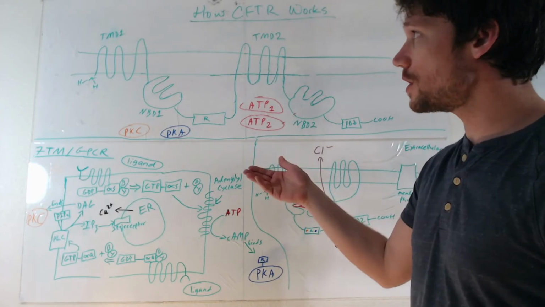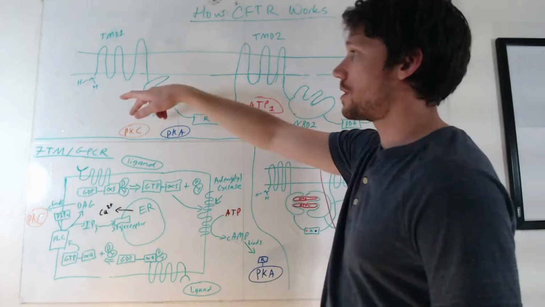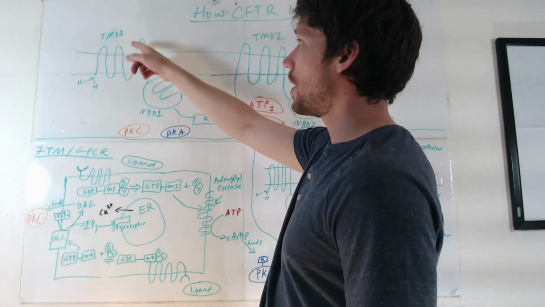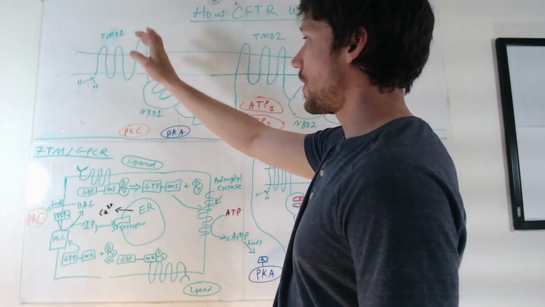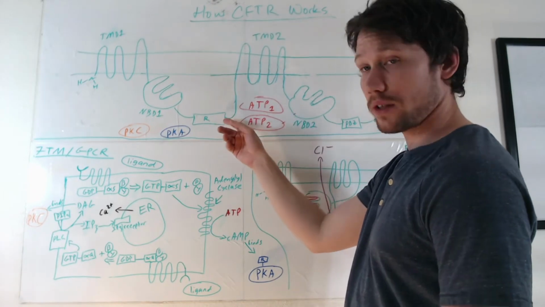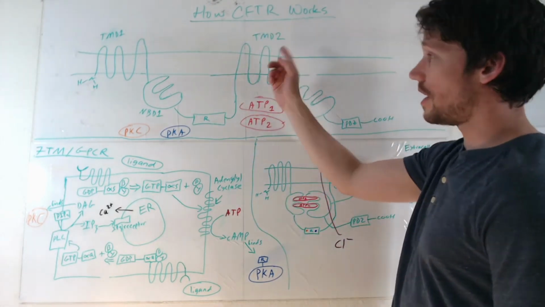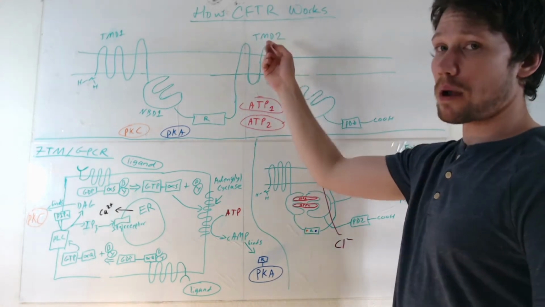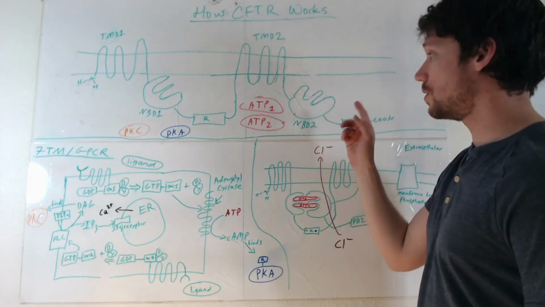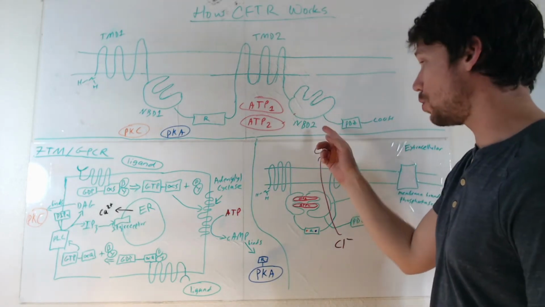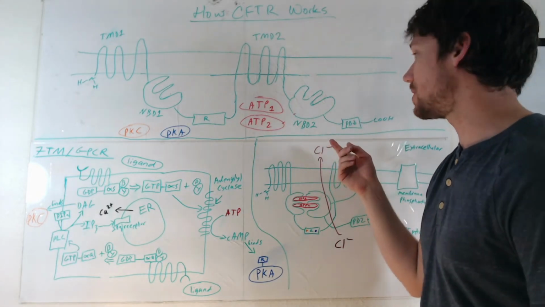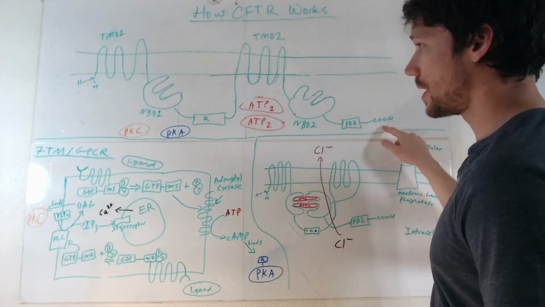CFTR protein is made up of many different domains. Starting off with the amino terminus, we have the transmembrane domain 1 made up of alpha helices. Moving on from that, we have the nucleotide binding domain 1. And moving from there, we have the regulatory domain. Moving from there, we have another set of alpha helices making up transmembrane domain 2. Moving from that, we have another nucleotide binding domain called nucleotide binding domain 2. Moves on to the PDZ protein, which is attached to the cell's cytoskeleton. Moving on to that, we have our end terminus.